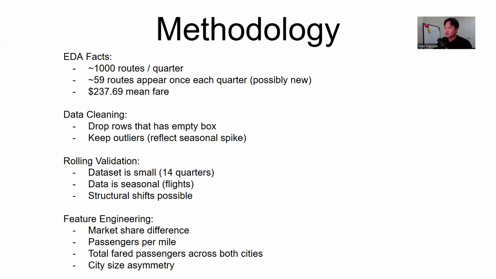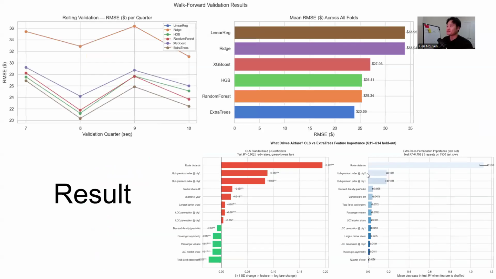Next, we also use rolling validation and not the traditional one, because our dataset is small. The data is time series and seasonal, which means structural shifts are possible. Last but not least, given that we only have nine features, we wanted more features to increase prediction rates: market share difference, the difference between the high market share and the low one, passengers per mile, total fare per passenger across both cities, as well as city size asymmetry.